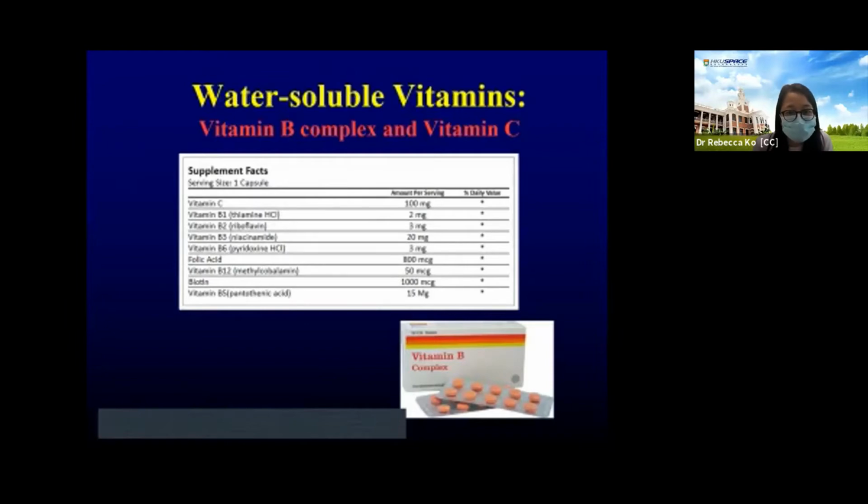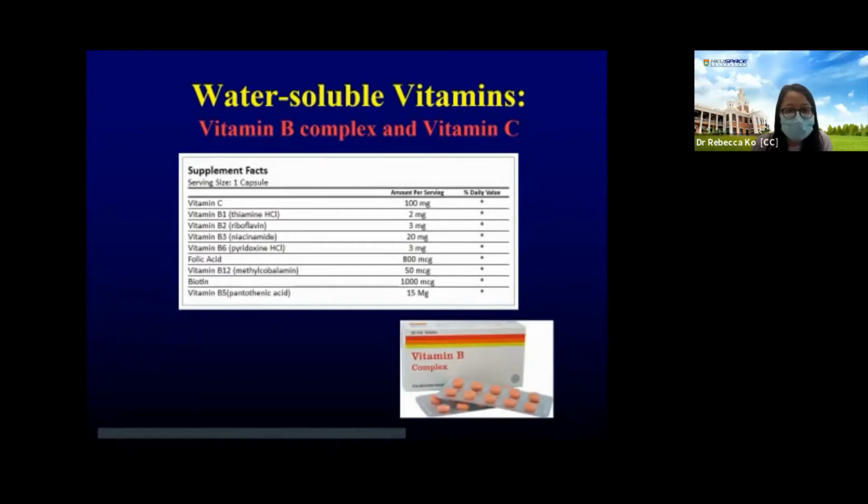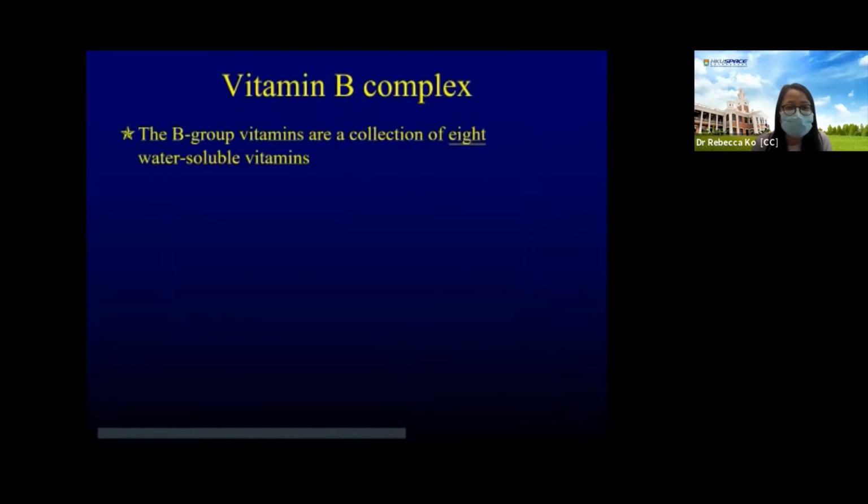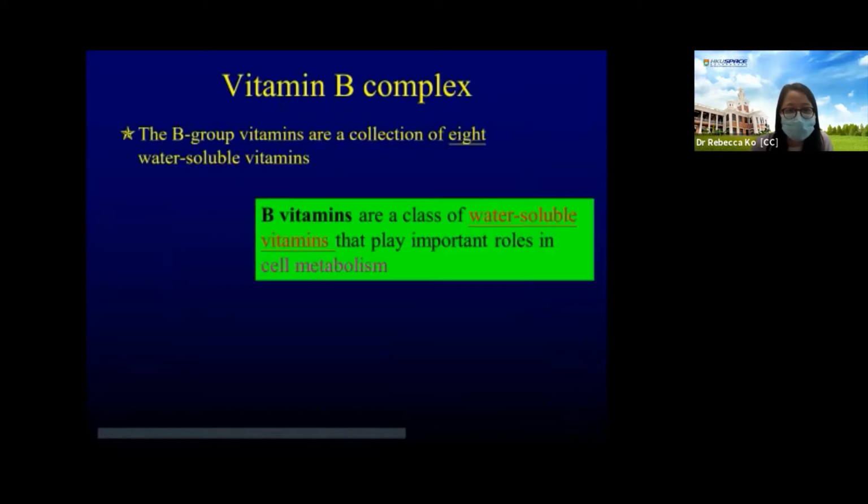And other than the B complex, we have vitamin C as well. Both are water soluble. Here, the table lists the amount per serving of this vitamin B complex in tablet form. Have you tried this kind of thing before? Some people will take one capsule that has C and B complex included. Vitamin B complex is a collection of 8 water-soluble vitamins, and I'll read them out.